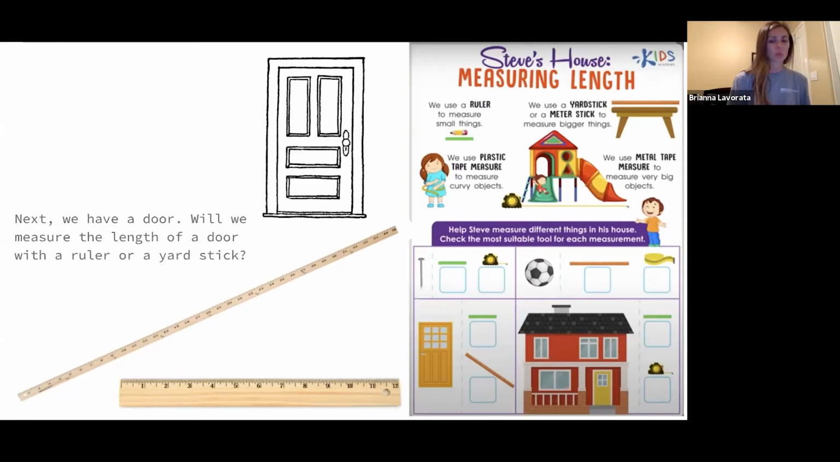And if we're measuring a door, we know that a door is a bigger object. So we know that if I was to measure the length of my door over here, I know you cannot really see this very well, but I would need multiple rulers. So ideally, we would want to use a yardstick to measure the length of a door.